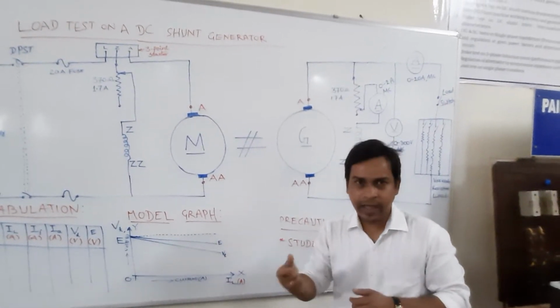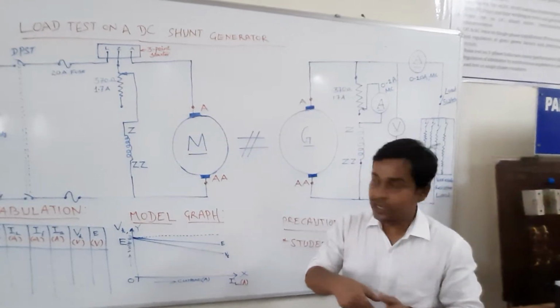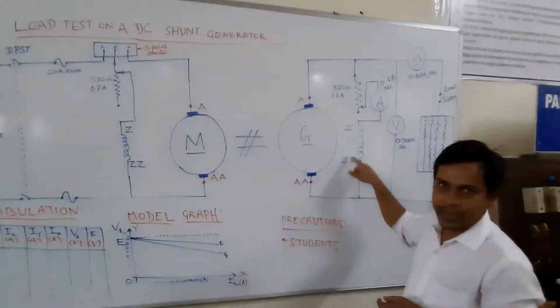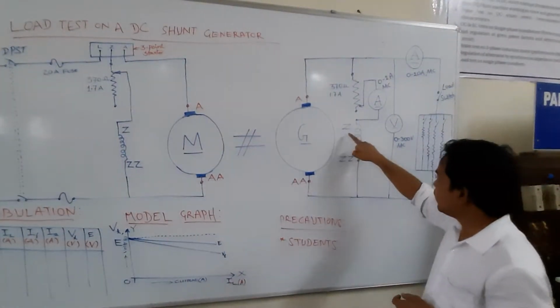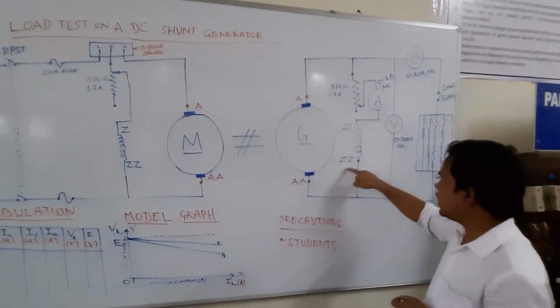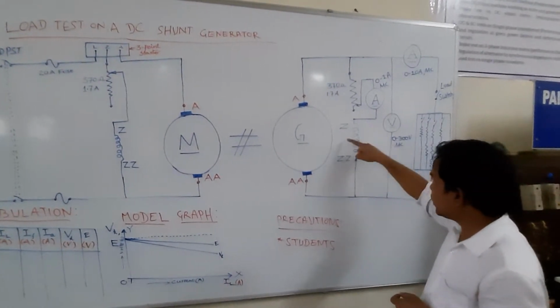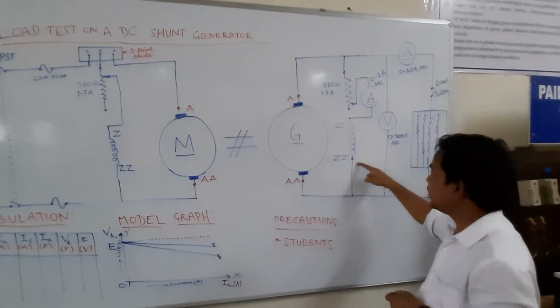Now what is the field current? The current that is flowing in the field. So there is a field in the generator. This is my field. The terminals are Z and ZZ. This is the field of the generator. If I pass a current here, then and only then.